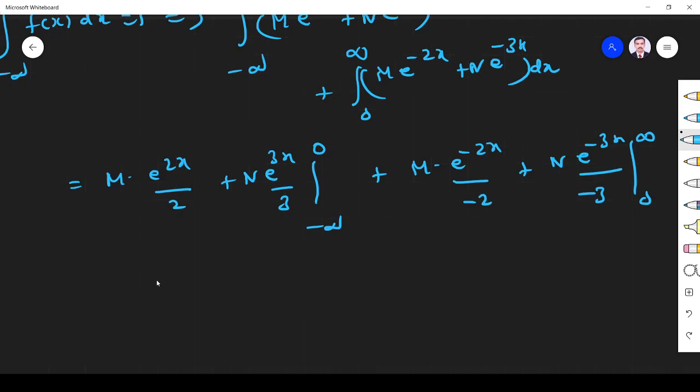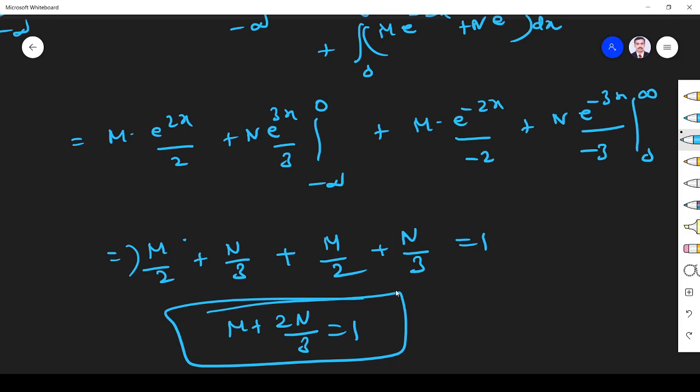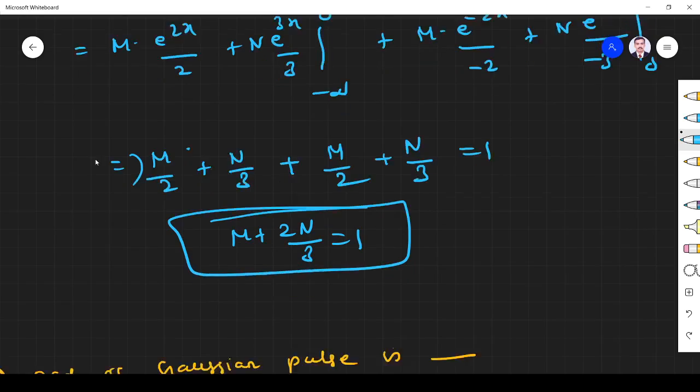Right? So e power 0, if I substitute, it will become m by 2. E power 0 is 1, it will become n by 3. E power minus infinity is 0, leave it. Similarly here, if I substitute infinity, it will become 0. If I substitute 0, it will become plus m by 2. If I put 0, it will become plus n by 3. So that is equal to 1. So m plus 2n by 3 is equal to 1. Simple. Right? Okay, I think I missed problem number 14.